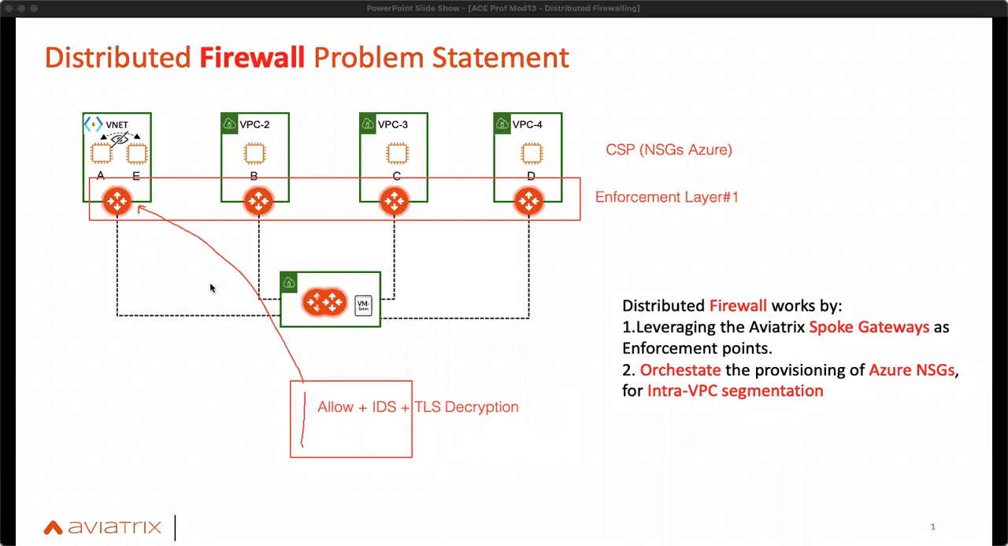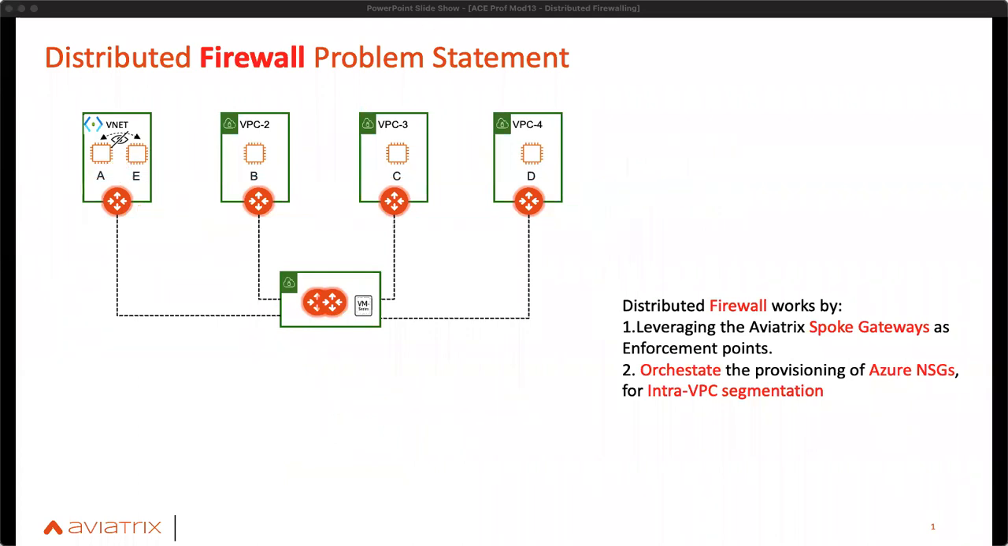Okay, so you have a distributed firewall that is configured and managed centrally, and that renders in a very intelligent manner across all of these enforcement points, in addition to leveraging the CSP's native constructs as enforcement points, so that we are also able to govern what is allowed within the scope of a single VNet. Okay, so this was the problem statement on distributed firewalling.